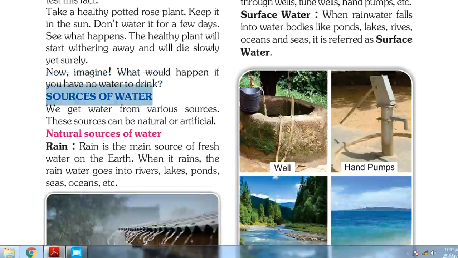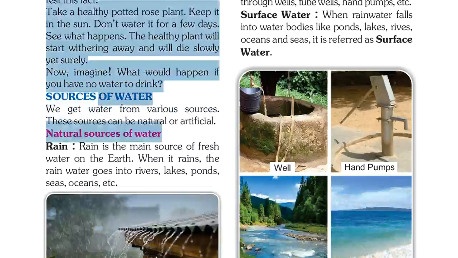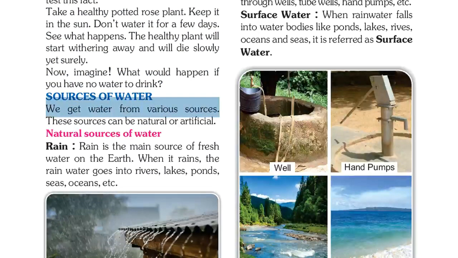Sources of water. We get water from various sources. These sources can be natural or artificial. Natural sources of water. Rain. Rain is the main source of fresh water on the earth. When it rains, the rainwater goes into rivers, lakes, ponds, seas, oceans, etc.